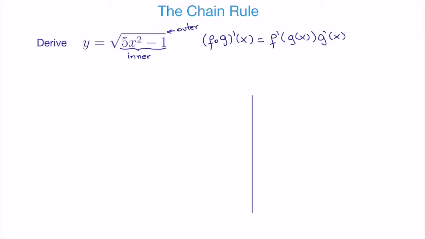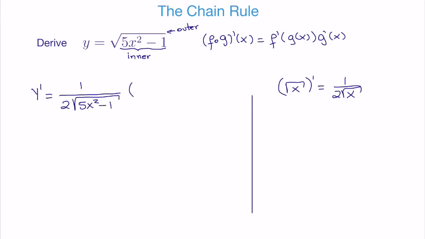So the outer function here is the square root of x. Remember that the derivative of the square root of x is 1 over 2 root x. To find the derivative of y, we have to take the derivative of the outer function, which is 1 over 2 square root, and now you're going to keep the inner function inside and then multiply by the derivative of the inner function. So we get 1 over 2 square root of 5x squared minus 1, and the derivative of 5x squared minus 1 is 10x, and we're done.